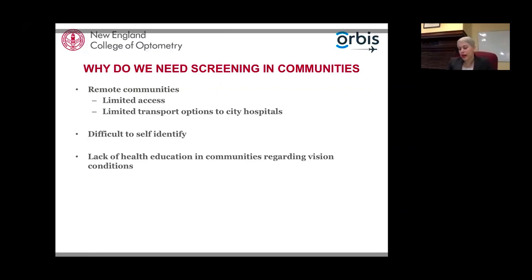So lastly, why do we need screening in communities? Why doesn't everyone just go to the hospital, come into the big city? The reason is that a lot of remote communities have limited access to big city hospitals where most people in most countries are working in healthcare, either due to limited transportation or not being able to take the time off work to get to the hospitals. This is a really big concern that limits their access. If we can get out there, then we can solve that problem.